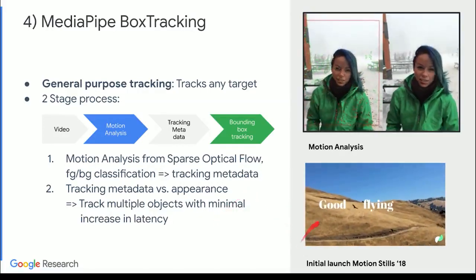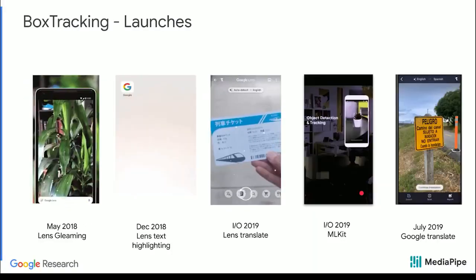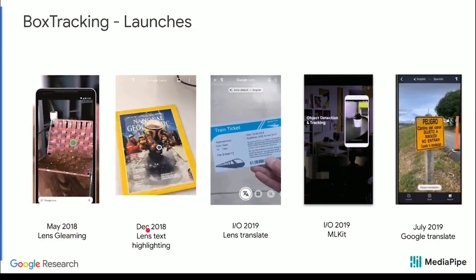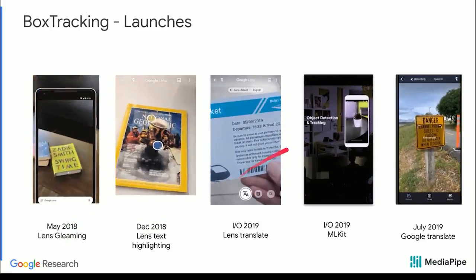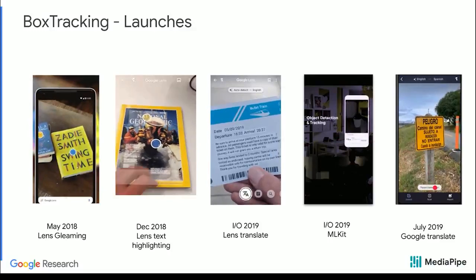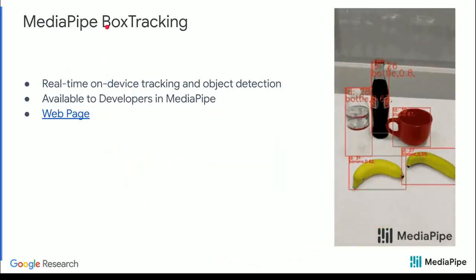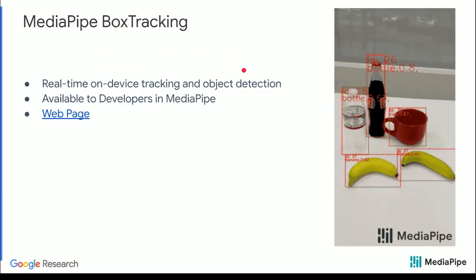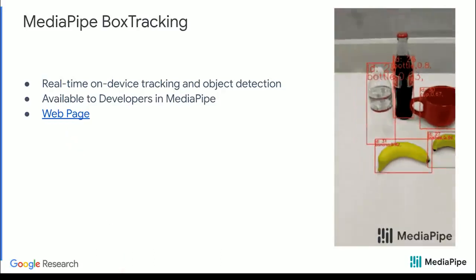Our first rollout was in Motion Stills 2018 for moving stickers. And since then, we launched it in Lens for gleaming and text highlighting, as well as for real-time translation in Lens as well as in Google Translate. Box tracking is also available in MediaPipe, where it's bundled with on-device object detection. You can follow the webpage here to check it out.